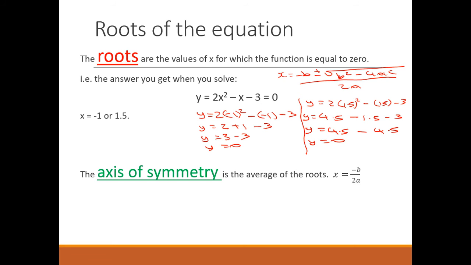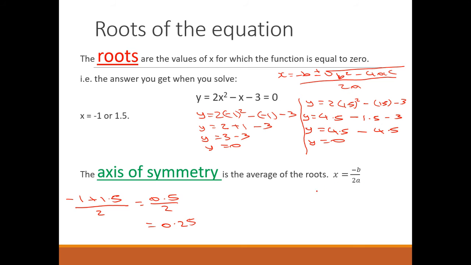Our axis of symmetry is an average of these two roots, right? So this is a method, whether we want to find the average of them, so minus 1 plus 1.5 divided by 2. The 1 will cancel and we'll have the 0.5. So 0.5 over 2 will give us 0.25.